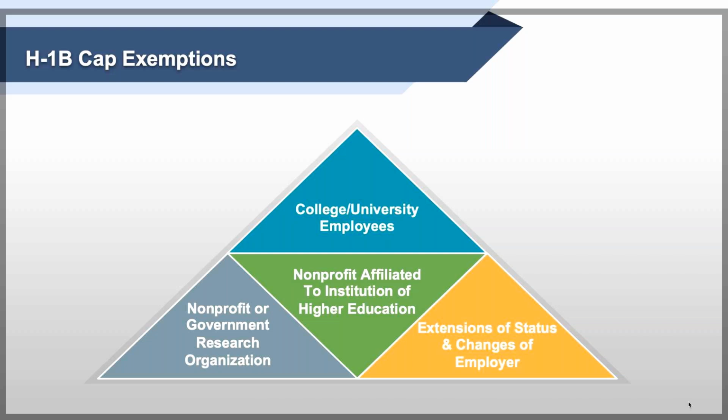Now, there are certain H-1B visa employers that are exempt from this 85,000 H-1B visa cap, meaning there is an unlimited amount of H-1B visas available for these employers, and they're not subject to waiting till April 1st or October 1st to get the visas. They can apply at any time during the year. Those are college or university employees, so any foreign national who may be working at an institution of higher education is usually exempt from this H-1B visa cap.